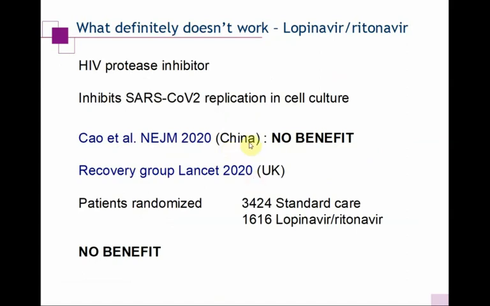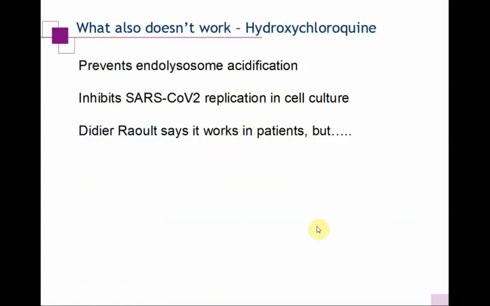So we thought, that's great, we could just use this. It will work. Well, in fact, it doesn't work. The first study in China, 100 patients randomized in each group, showed no benefit. The UK consortium, once again, 3,400 patients with standard care randomized against 1,600 for lopinavir or tenofovir, no benefit. It didn't work. And you get the same kind of thing for hydroxychloroquine.